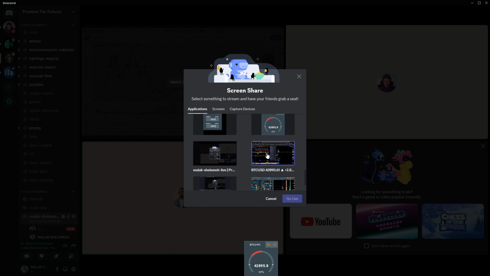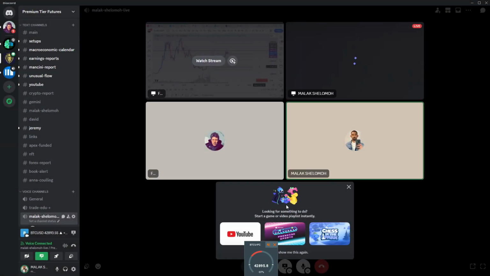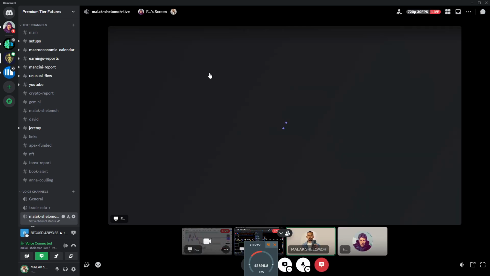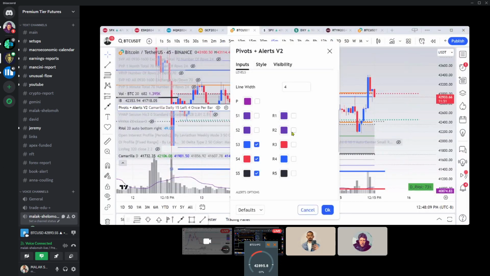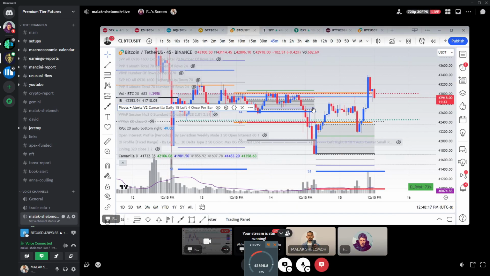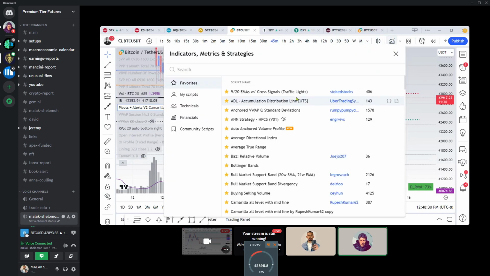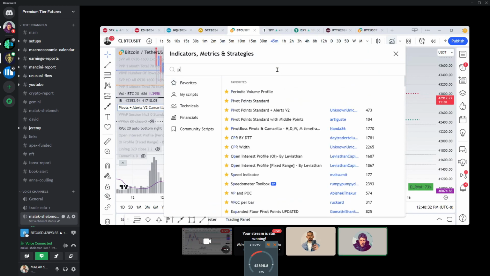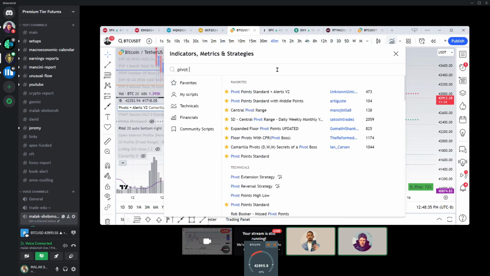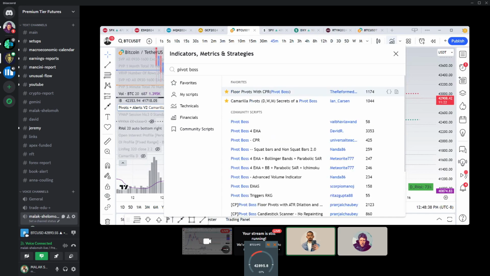I was trying to get, because I see the pivots are a little different from the ones I'm using, the floor pivots. I was trying to get the same one to be in sync. Yeah, because the one that you just had me open up was the Pivot Boss Camarilla. But if we're talking floor pivots, I should do a Pivot Boss floor pivot. It's actually the same.